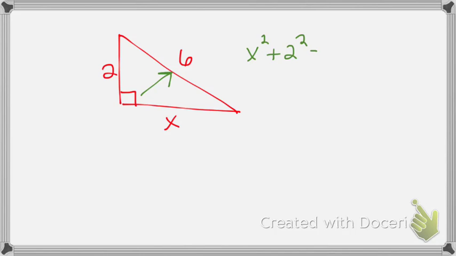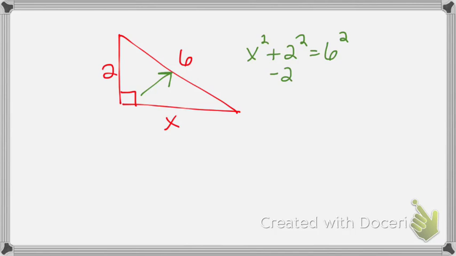Here's another triangle. And let's say that this side is 6. This side is 2, and we're looking for this side. What you need to know is that the side across from the 90 is the 6. That's c squared, so 2 and x are a and b. So you would have x squared plus 2 squared equals 6 squared.